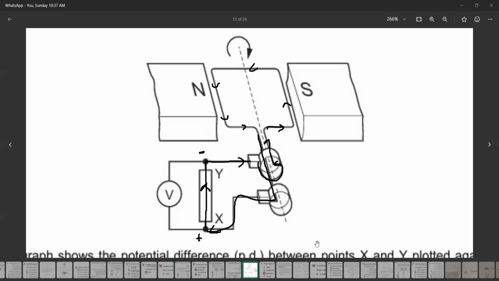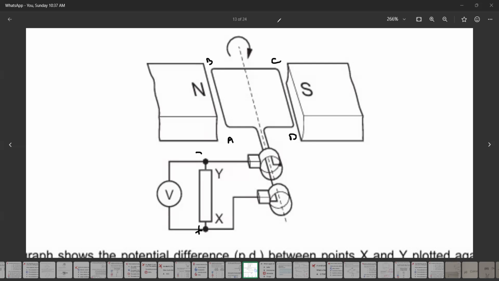Now, if we observe this, according to the question, X is more positive than Y. Now, when we observe the motion of the wire, and we work out the direction of the induced current, this is negative, this is positive, okay? According to this direction, the direction of the current should be from X to Y. But when it is moving at this position, I call this side AB, and I call this A, B, C, D, okay?